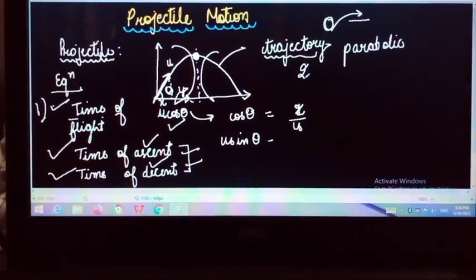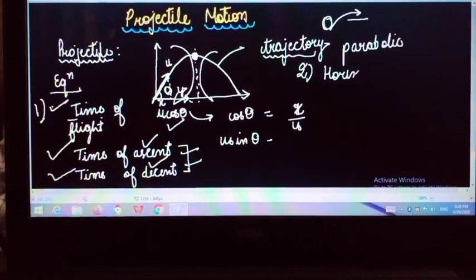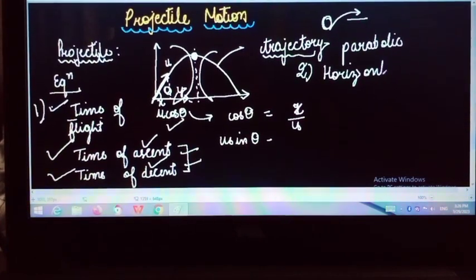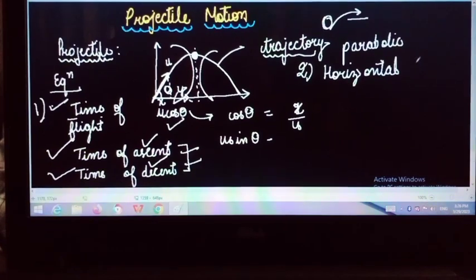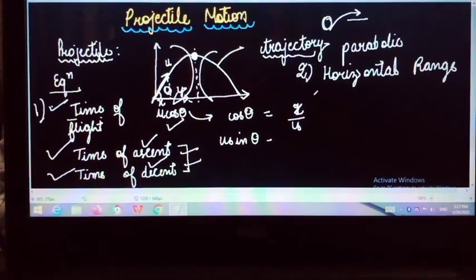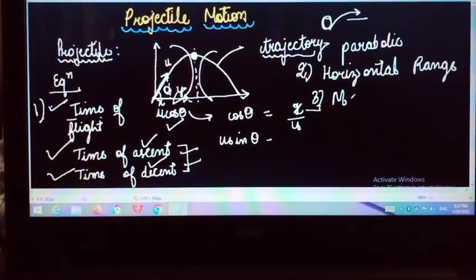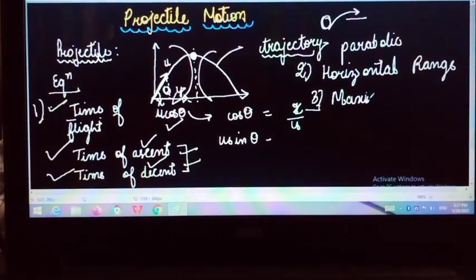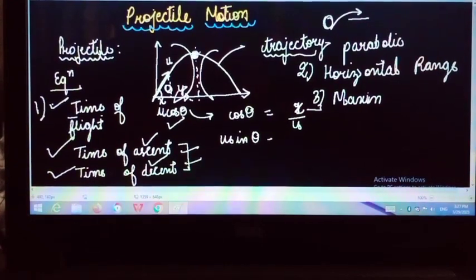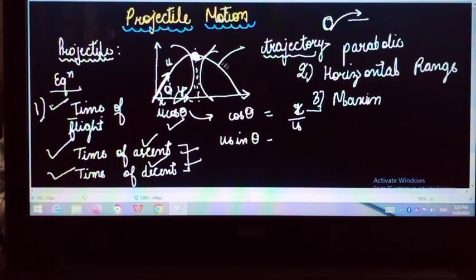Now let's move on to the second term, which is horizontal range. And the last one is the maximum height attained by the projectile while exhibiting a parabolic path.